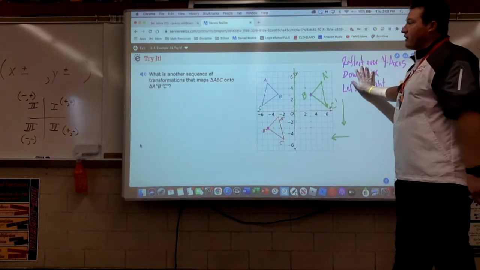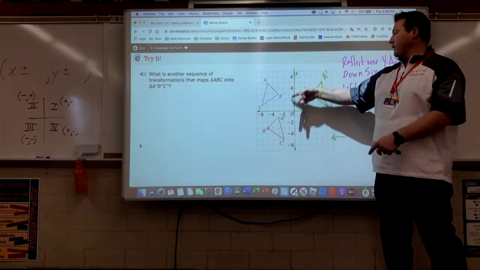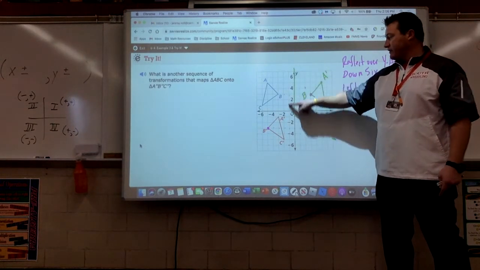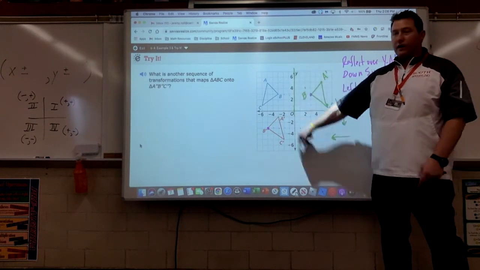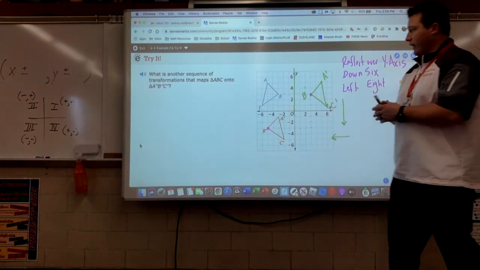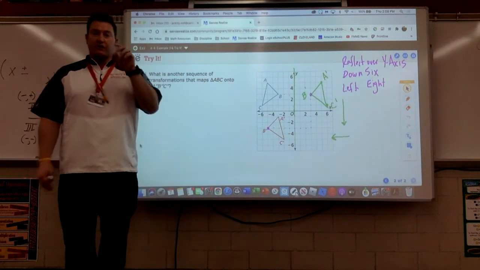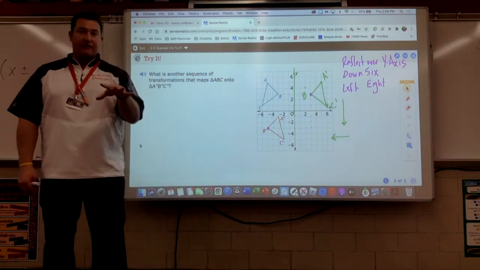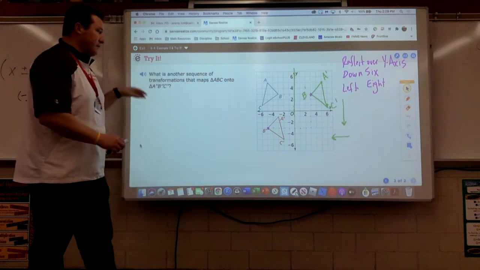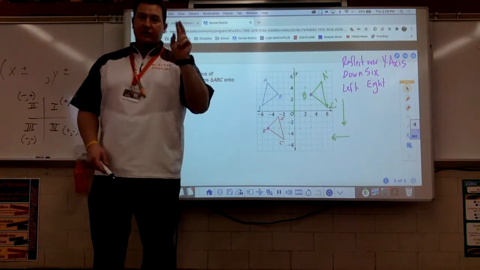Okay? So there's another sequence for us. Again, I didn't have to reflect over the y-axis. Like I said, I could have reflected over x equals -1 or -2. That would have been okay too. But if we have to do a reflection because our orientation is wrong, guys, I'm telling you right now, do that first. That will make our lives much, much easier. Okay, so with that, there's examples 2 and 3.